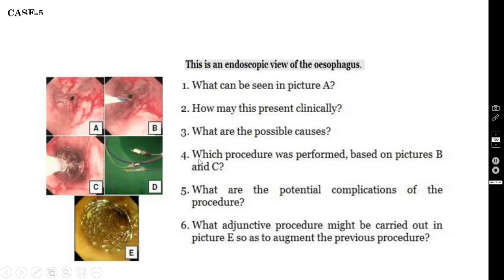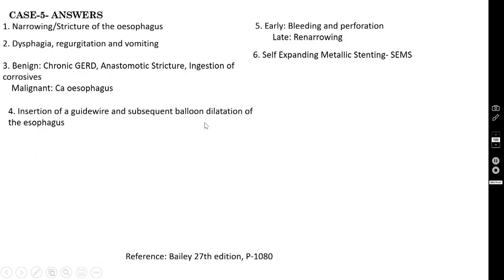This is case number 5. This is an endoscopic view of the esophagus. What can we see in picture A, and how may this present clinically? You are seeing a narrowing and stricture of the esophagus. The patient will present with dysphagia, regurgitation and vomiting. So what are the various causes for this finding? If it is a benign stricture, the cause could be chronic GERD, anastomotic stricture or corrosive injestion. The malignant cause is carcinoma of the esophagus.